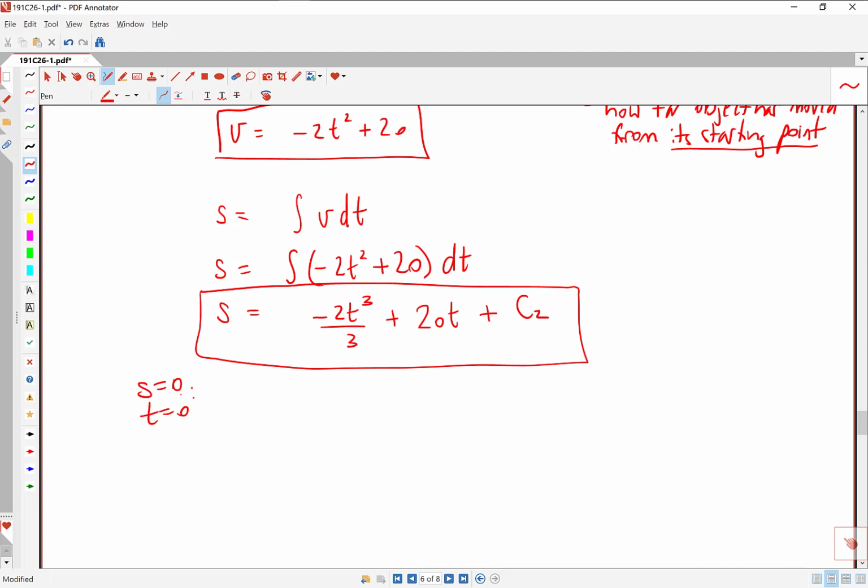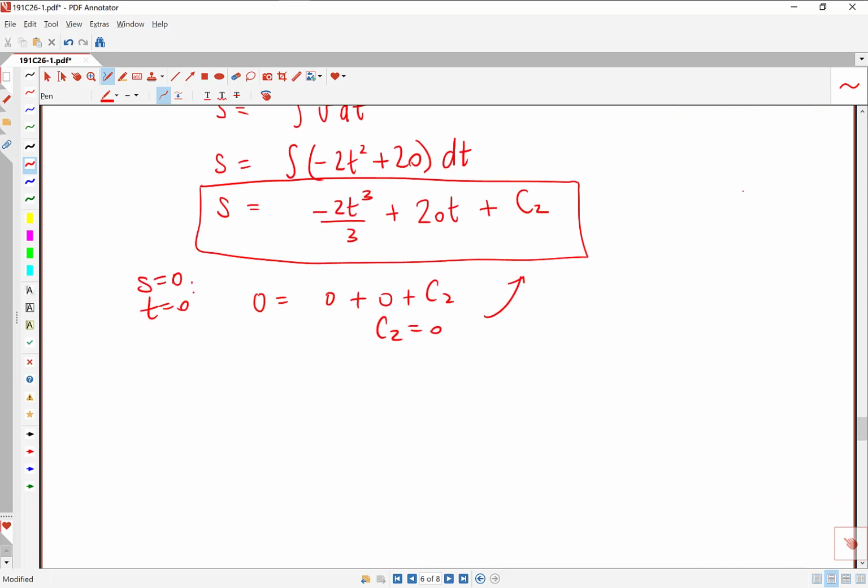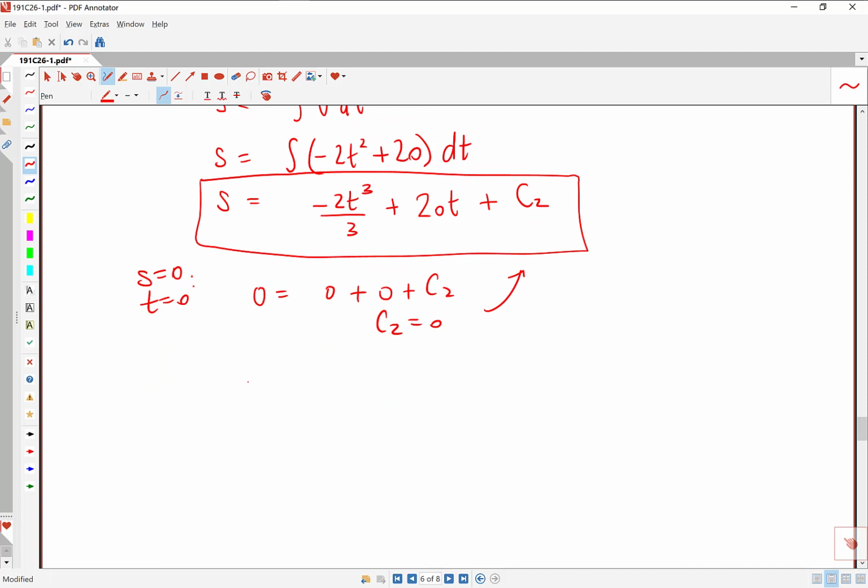So its displacement is 0. Okay, so subbing in 0 equals 0 plus C2, which means C2 just has the value 0. And we can sub that in here and get a nice displacement function. So here's our finalized displacement function. S is equal to negative 2t cubed over 3 plus 20t.